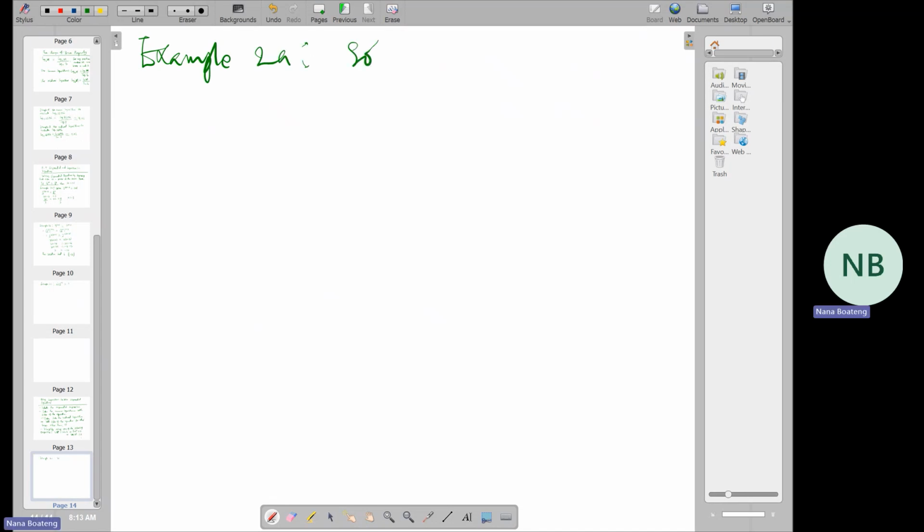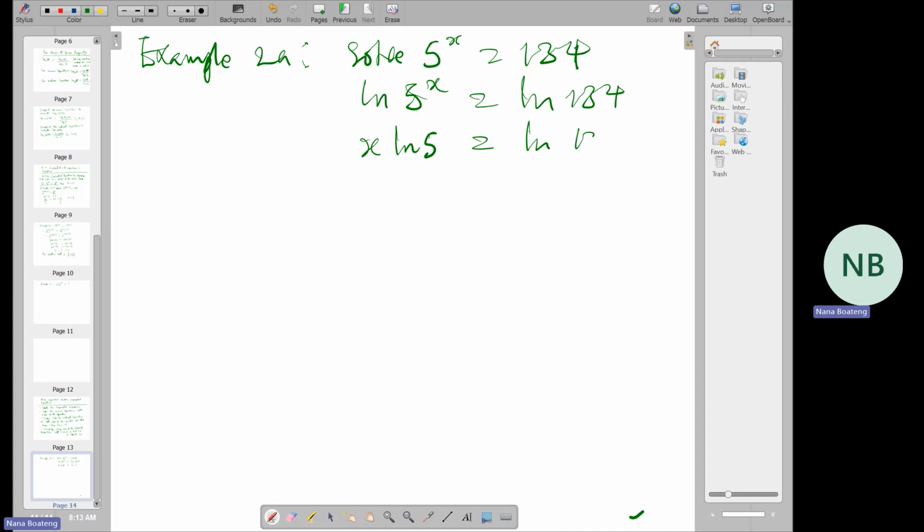This is solve 5 power x is equal to 134. All right, so let's take a natural log on both sides. So this would be log of 5 power x is equal to the natural log of 134. Right, and then by the power rule, this becomes x natural log of 5 is equal to the natural log of 134. And we can divide both sides by the natural log of 5.